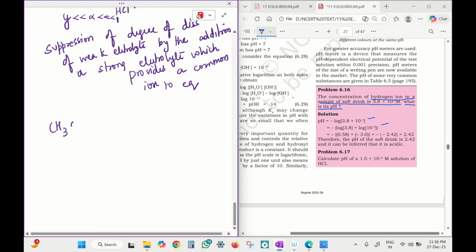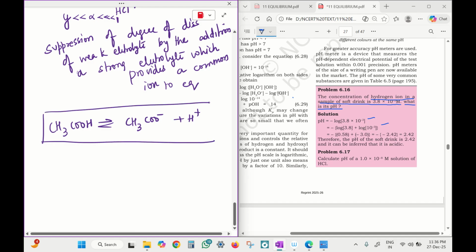Now, my question is, supposing there is an equilibrium, CH3COOH is in equilibrium with CH3COO minus and H plus. To this existing equilibrium, will there be any effect if I add NaCl?